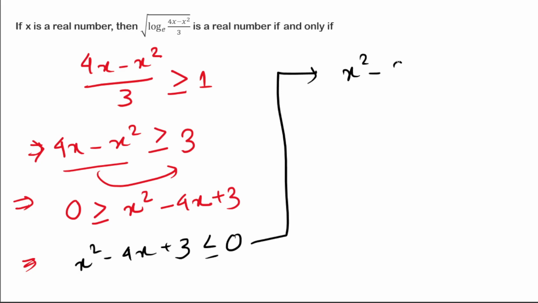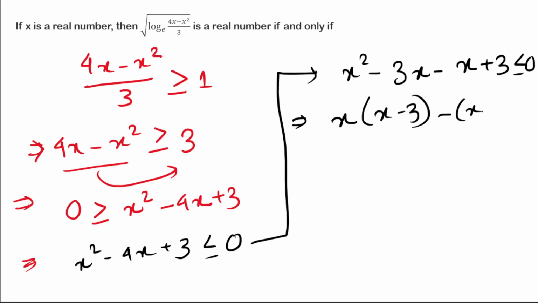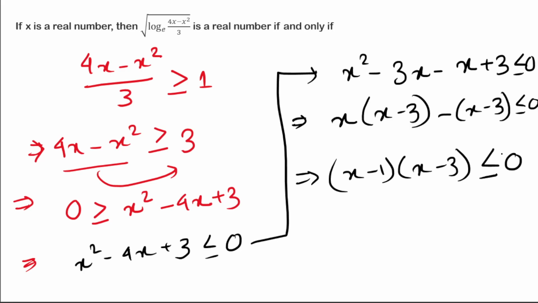Okay, now let us write it this way. This is a quadratic equation. Basically we just have to solve it. How do you solve this? You write it in this manner. In this way, it is x into (x minus 3) minus (x minus 3) less than equals to 0. That is (x minus 1) and (x minus 3). Okay, this should be less than equals to 0.